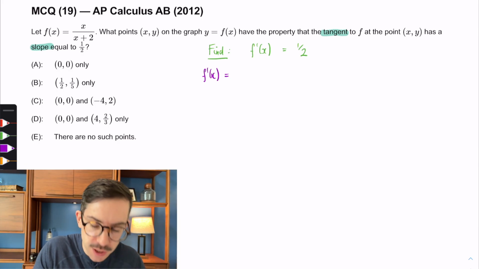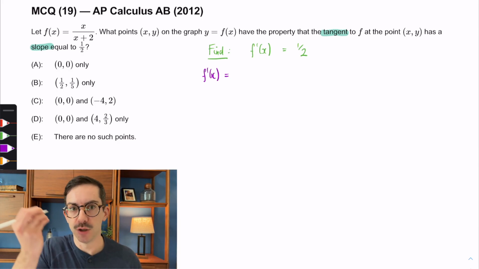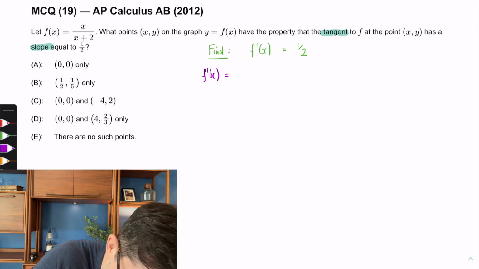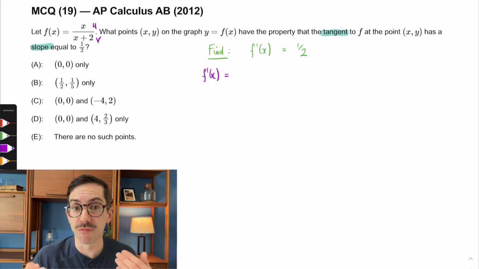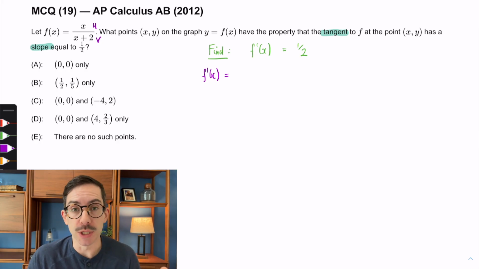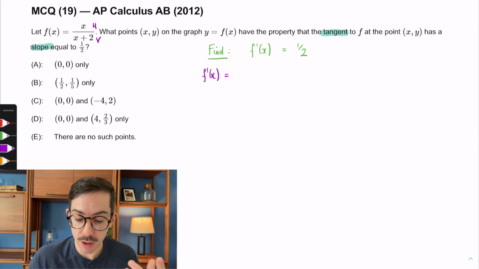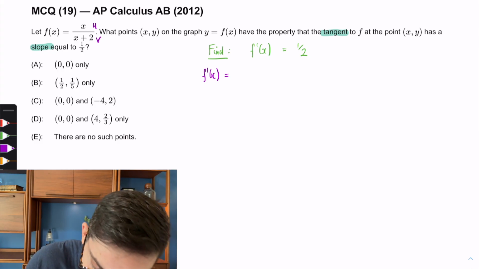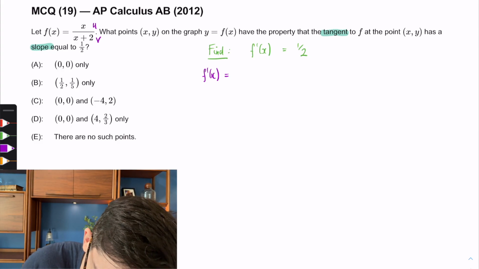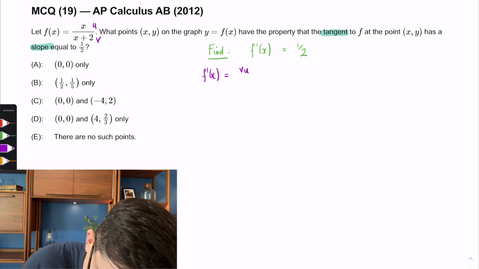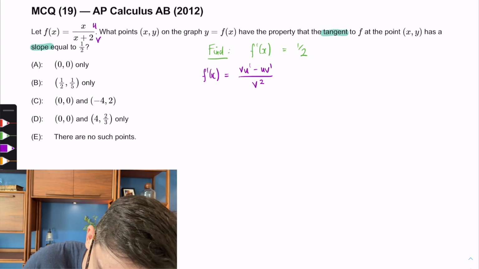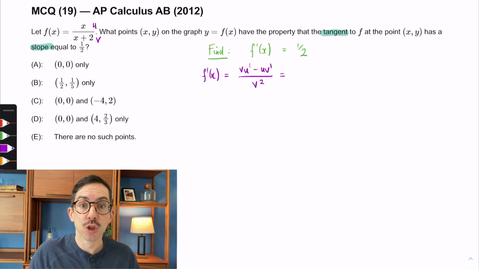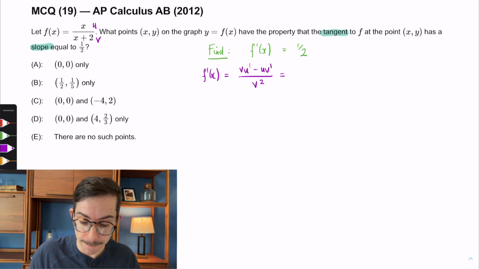Now, the rule for this function is a quotient. It's a numerator over a denominator. So we're going to need to use the quotient rule. You'll probably have your own way of remembering the quotient rule, maybe low d high minus high d low over low squared, or maybe in terms of u and v. So if u is the numerator and v is the denominator, we have v u prime minus u v prime all over v squared. So let's plug in here values for u, v, u prime, v prime.